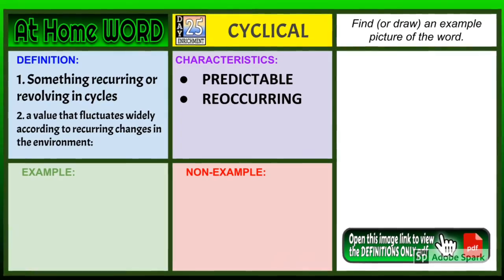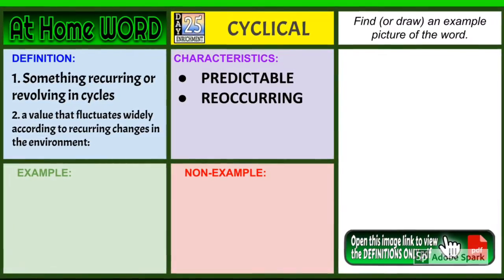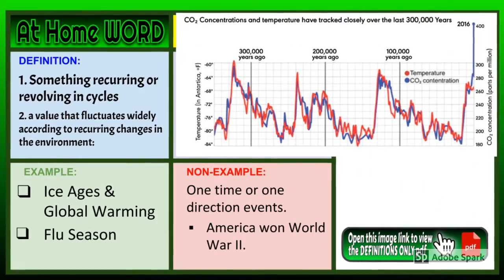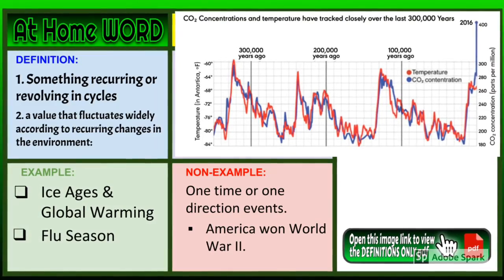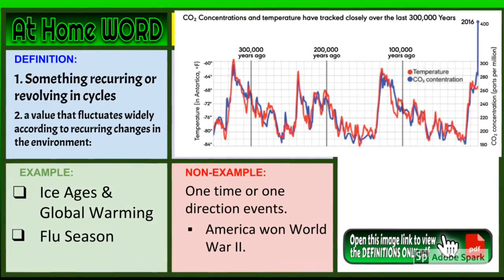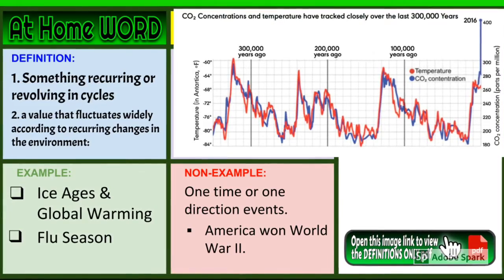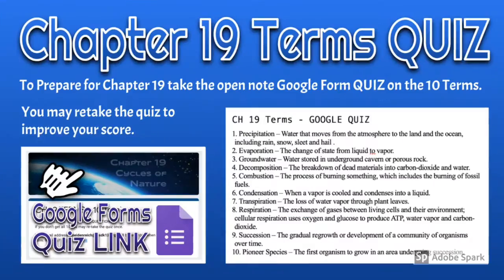Cyclical things reoccur in revolving cycles. Many cycles in nature are cyclical and predictable. Flu season is predictable, but so are longer cycles like ice ages and global warming. Ice ages and global warming track closely with carbon dioxide levels, which is why that blue line shooting off towards the sky on the right is troubling.